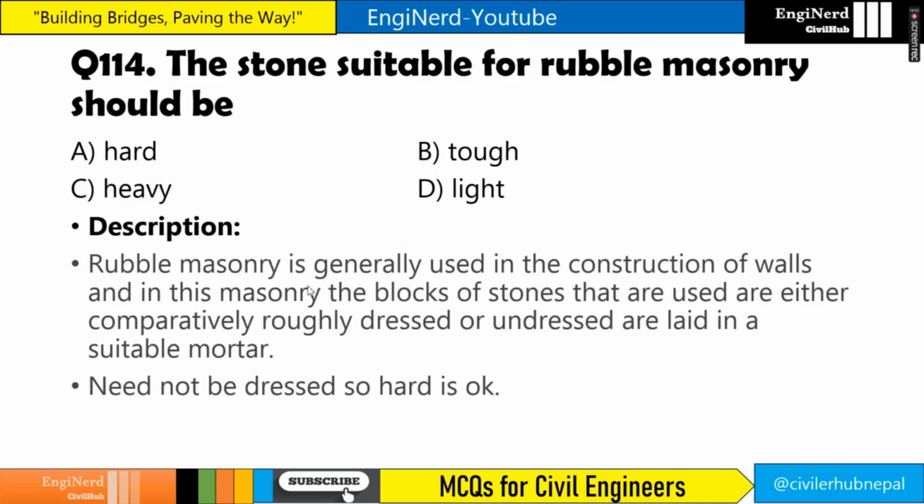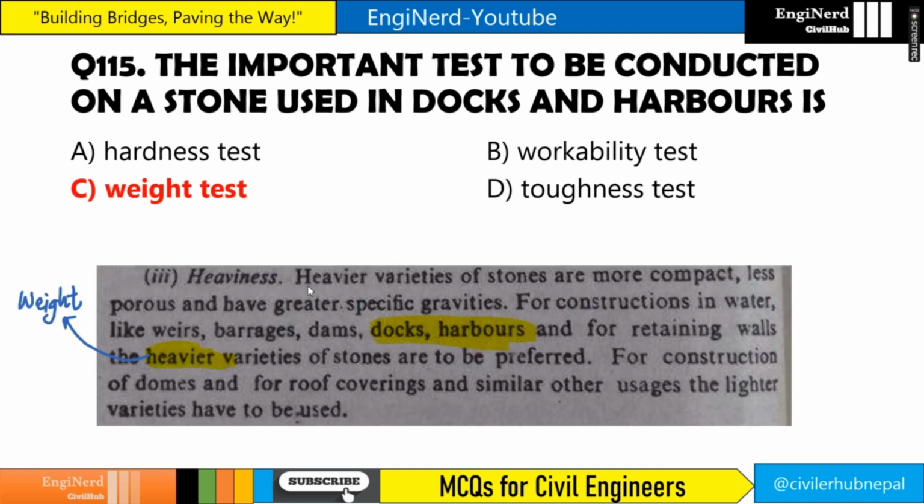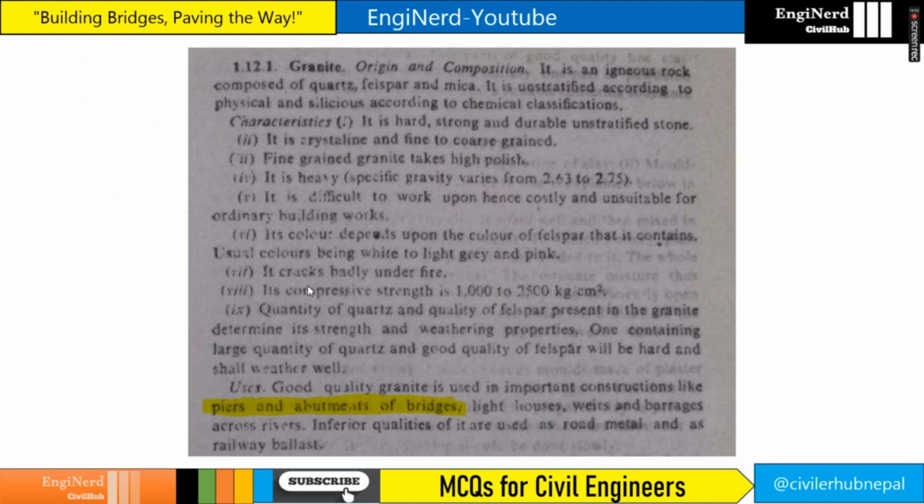The stone suitable for rubble masonry should be hard, right? It should be hard. The important test to be conducted on a stone used in docks and harbors is this weight test. Weight test should be done because there should be heavier stones, right? Which of the following stone is best suited for construction of piers and abutments of a railway bridge? That is granite, right? Obviously, we see in the granite piers and abutments, so it is used in important construction like piers and abutments of bridges.